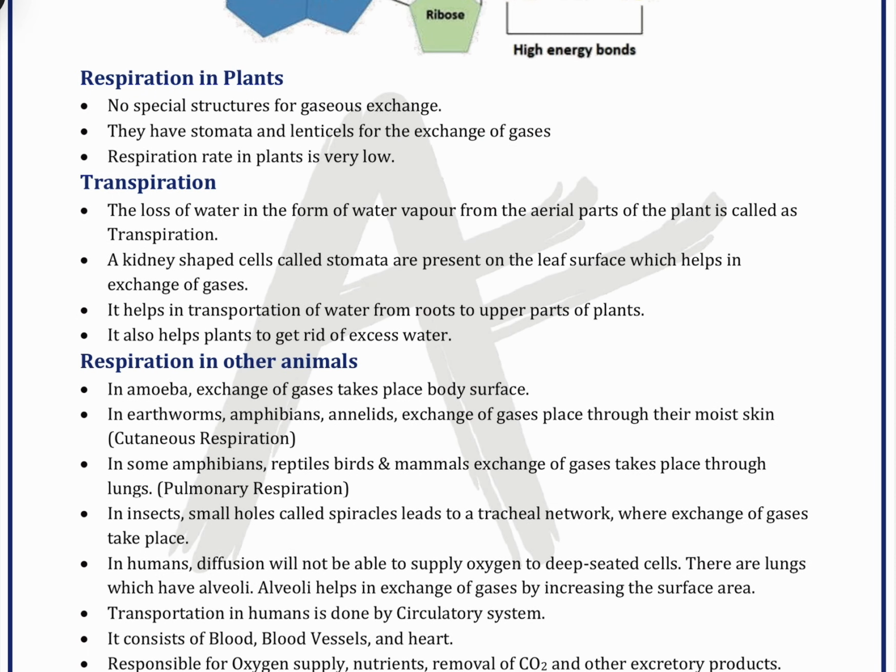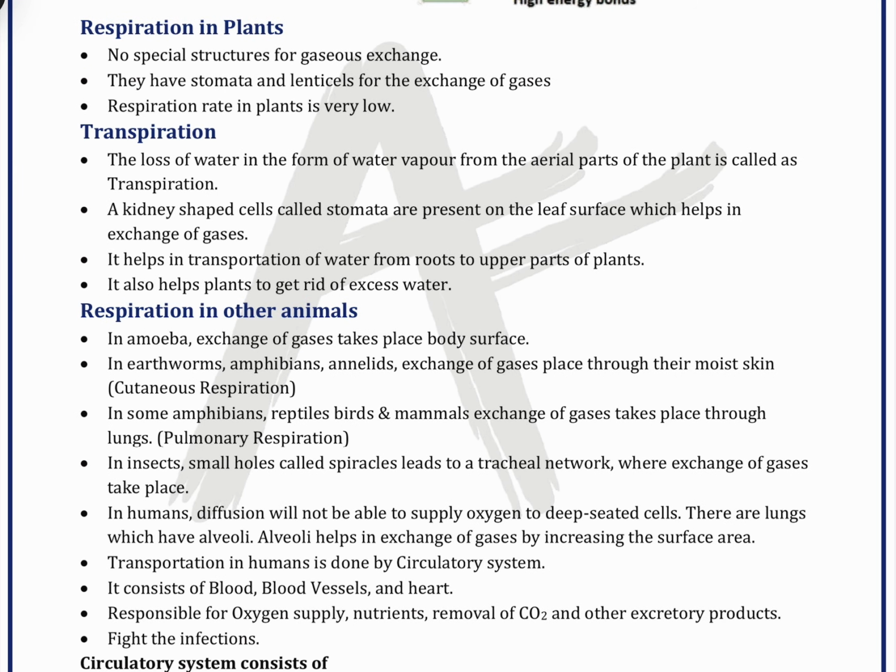Respiration in plants: there is no special structure for gaseous exchange. In humans there are lungs, alveoli, trachea and many other parts, but in plants there are no special structures. They have stomata and lenticels for the exchange of gases. The respiration rate in plants is very low. In humans we breathe very fast, but plants do not breathe, they respire, at a very low rate.